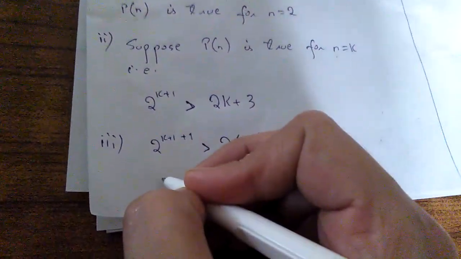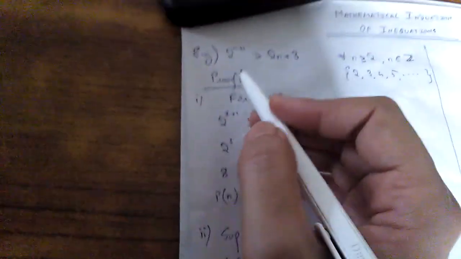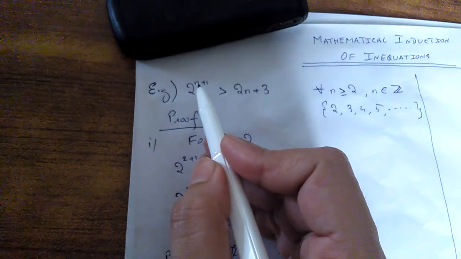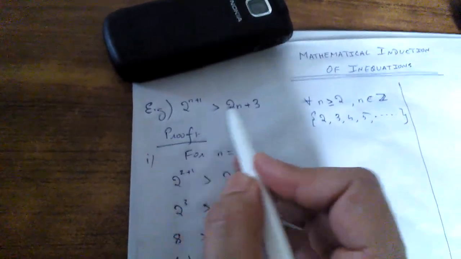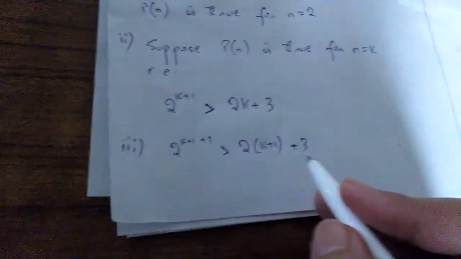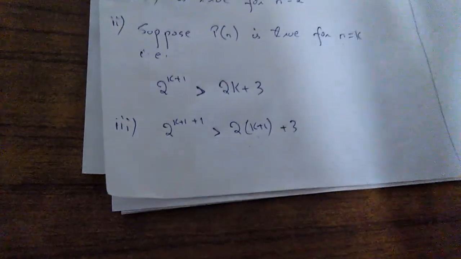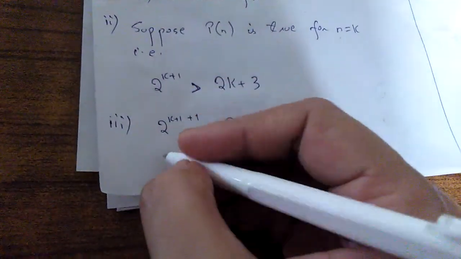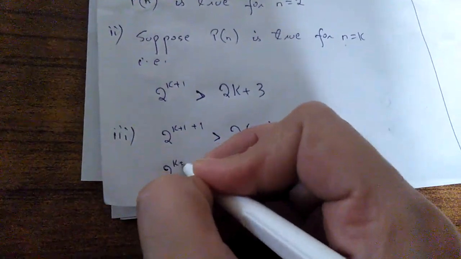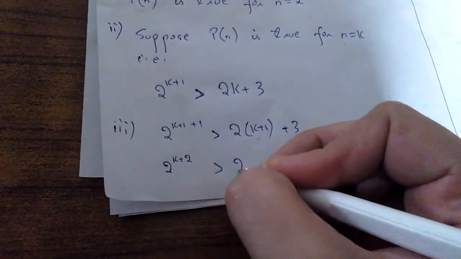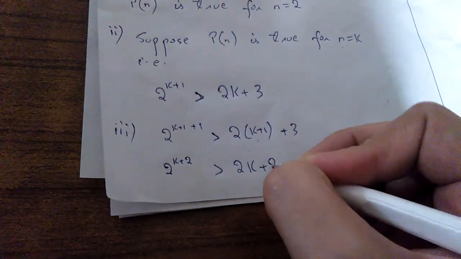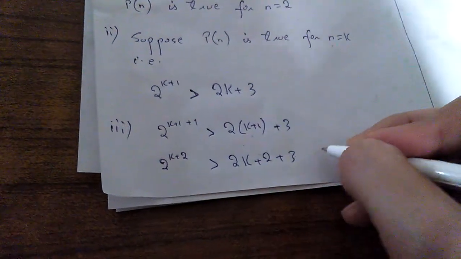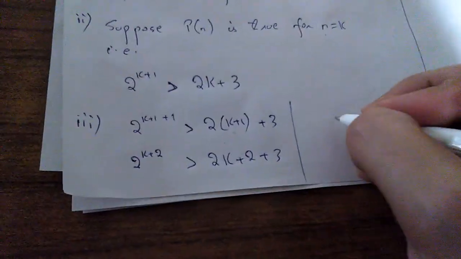Okay, so once I substitute n equals k plus 1 in this inequality, it looks like this. Wherever I had my n, I just put k plus 1 there. So that's how this thing looks.